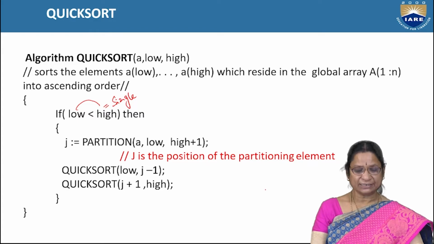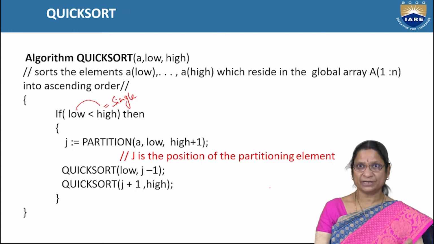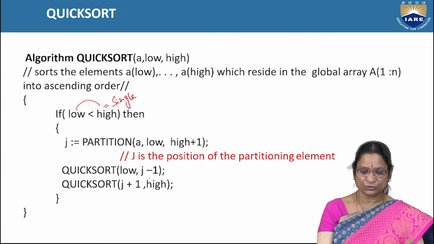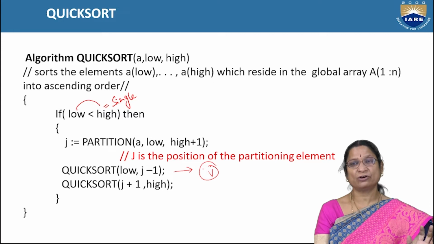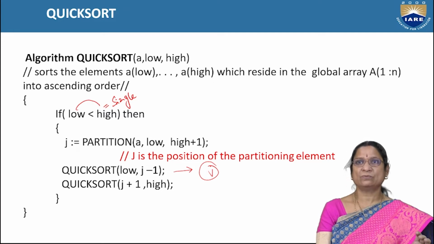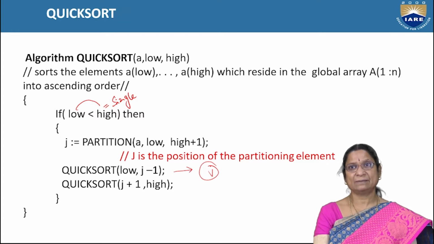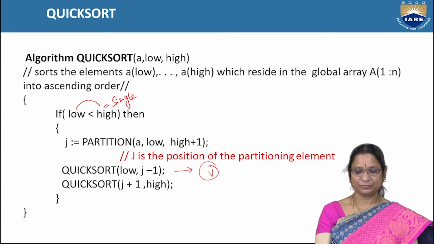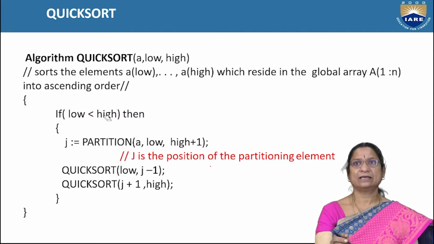After getting this J, we are going to partition into 2 partitions. What are the 2 partitions? Quicksort from low to J minus 1 and quicksort from J plus 1 to high. As I told you, J is the position of the pivot element that is not going to get disturbed. So we only have to further sort low to J minus 1 and J plus 1 to high. In such a way we are going to consider that partitioning.